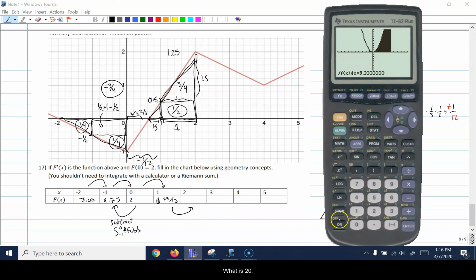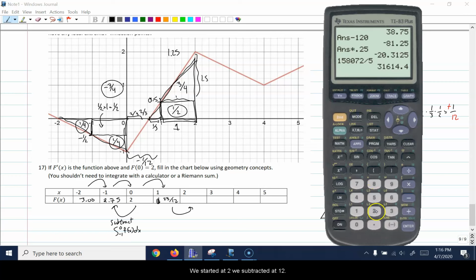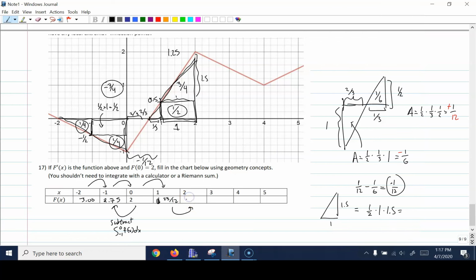What is 20? We started at 2, we subtracted a 1/12. We added 1/2 and 3/4, which is 1 1/4. Give me that as a fraction. 19/6.